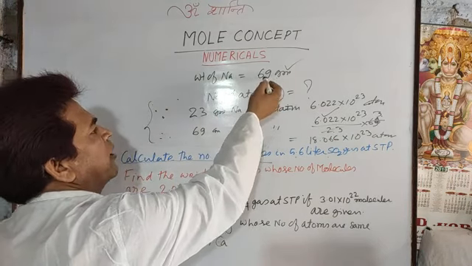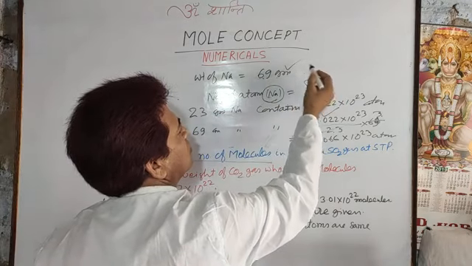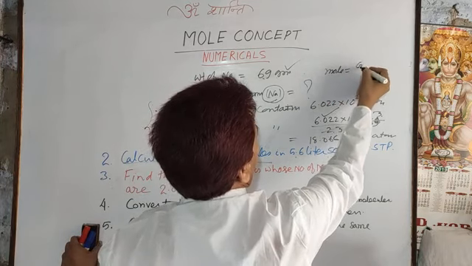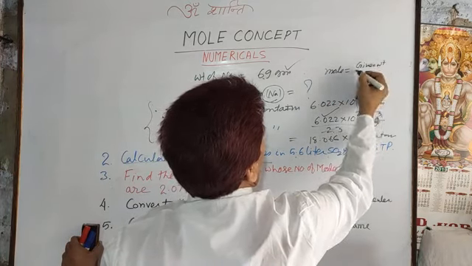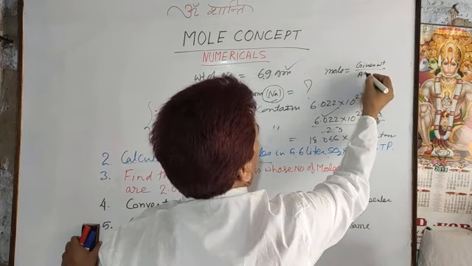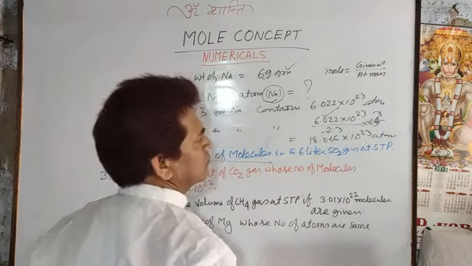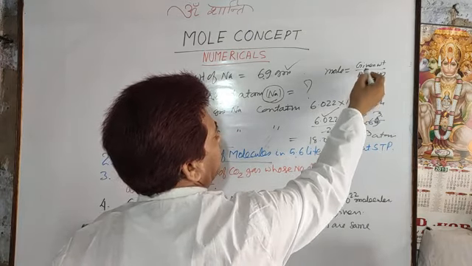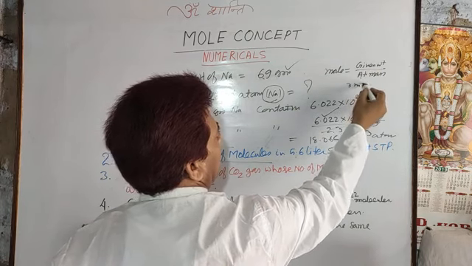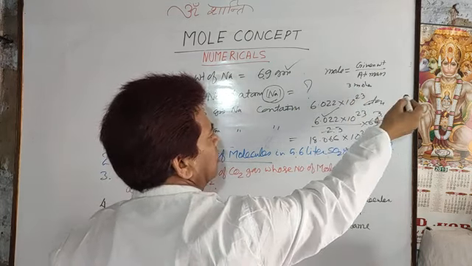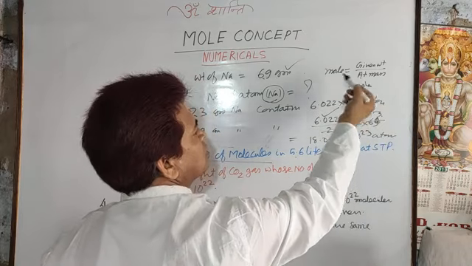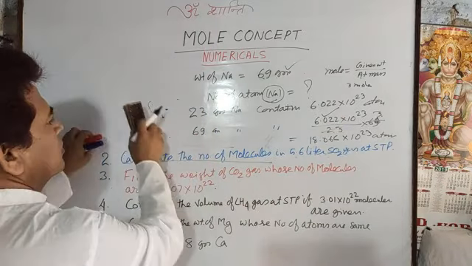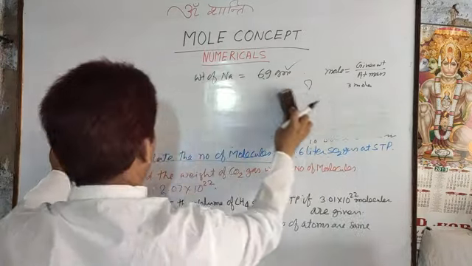Some students convert the given data into moles. If you convert into moles, what is the mole here? That is given weight by atomic mass. Given weight 69, atomic mass 23, so 3 moles. And you can write 1 mole contains 6.022 × 10^23, so in 3 moles it will be multiplied by 3. Same way you calculate. Now come to the next numerical.